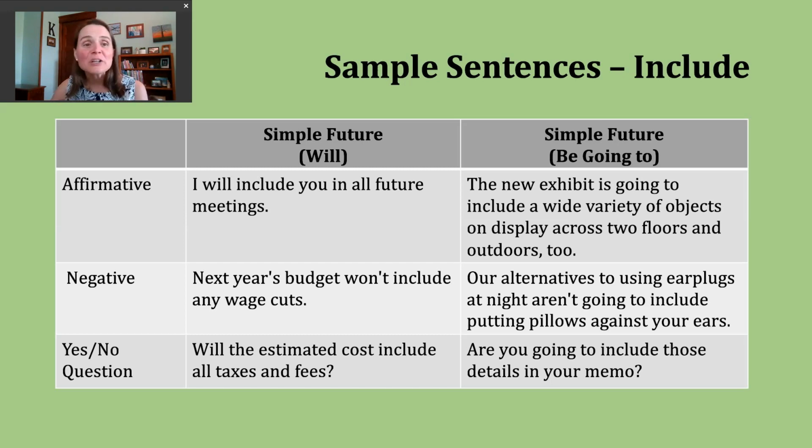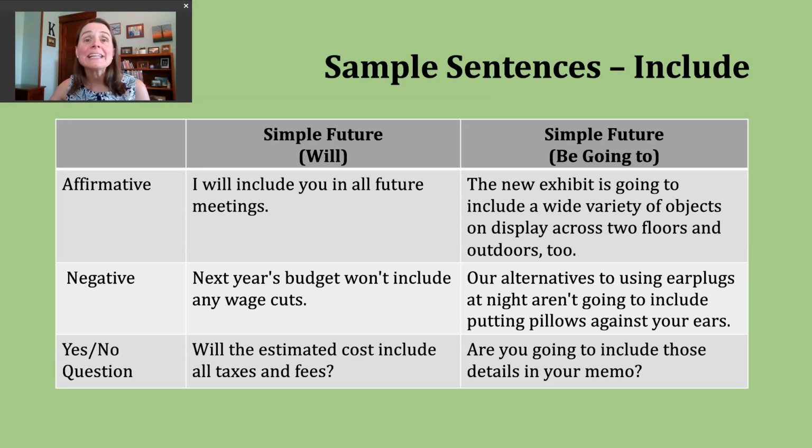So let's take a look now at a negative simple future sentence with will. Next year's budget won't include any wage cuts. Again, this might be another promise a leader is making. This could be a CEO, maybe it's a mayor or other political leader, right? Kind of promising, right? I'm not going to reduce wages or the money people are paid for a particular job.